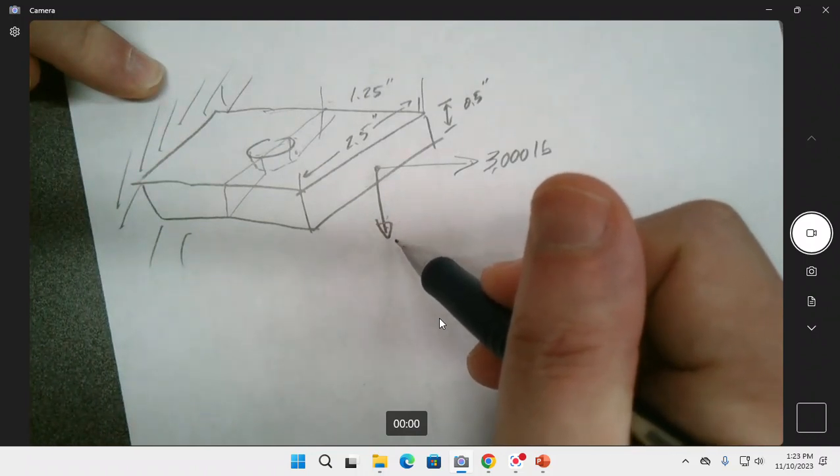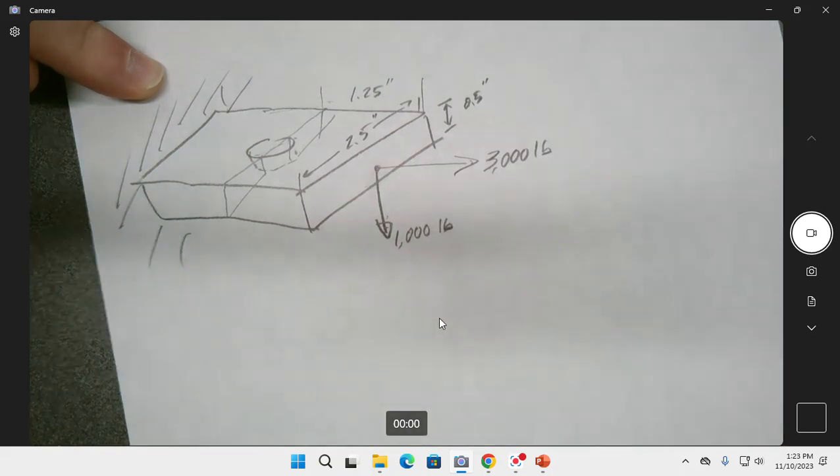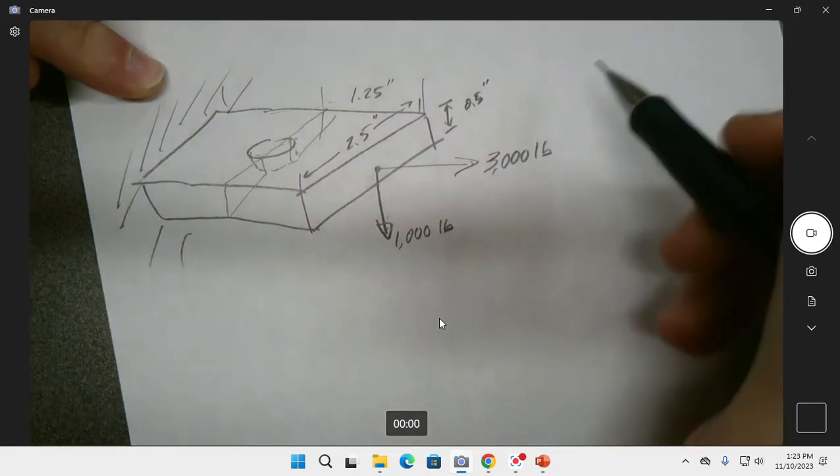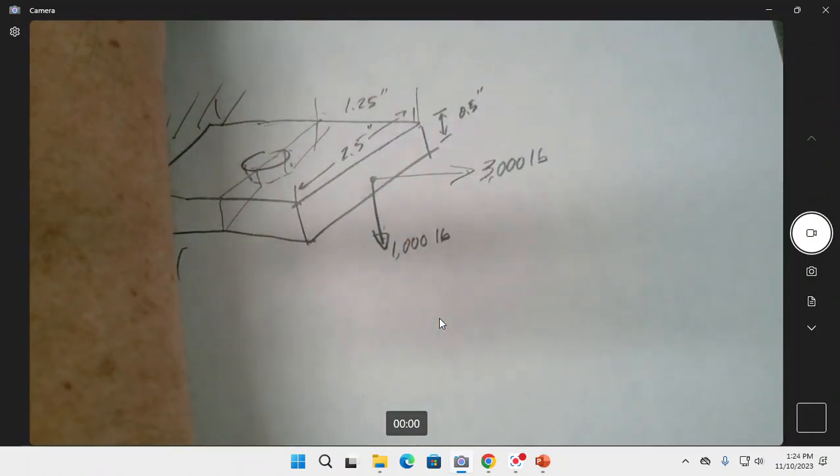Somehow. And then, on this one, let's make it 1,000 pounds. I have no idea if this makes any sense. Okay. And what is this thing made out of? What kind of steel, or what kind of other materials? We're going to pick another material. We're going to make it brittle. We're going to make it ductile.